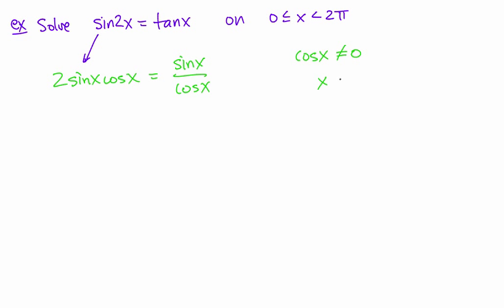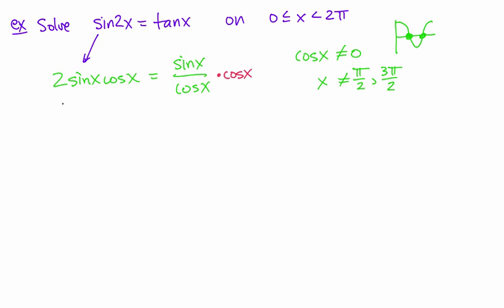So if I generate any of these solutions, when is cosine equal to 0? Right here and right here, that's pi over 2 and 3 pi over 2. If the rest of my work generates those solutions, I have to get rid of them. So that's part of the restricted domain.